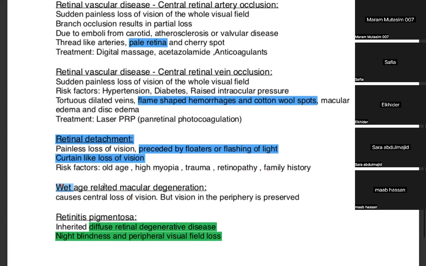There's also wet age-related macular degeneration. We said the macula is in the center, right? And the macula has the most amount of cones, right? So it's super important when it comes to color vision and clear vision. What happens here is that the macula is what degenerates. Only the macula. Everything else in the eye is fine. So central loss of vision happens. The person is blind in the middle, but they can see in the peripheries. This is macular degeneration, or wet age-related macular degeneration.